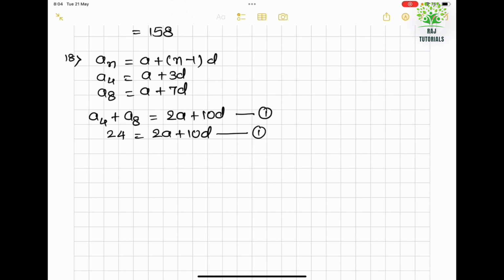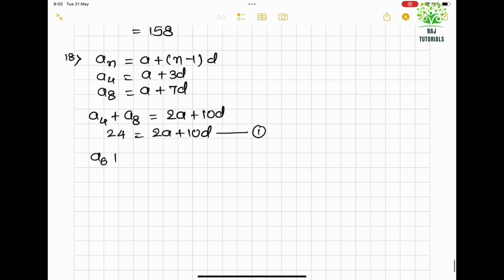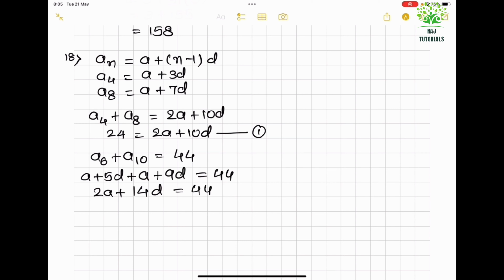This I am taking as equation one. Now the second one he has said A6 and A10. A6 plus A10 equal to 44. So using the formula directly I can say a plus 5d plus a plus 9d will be 44. So a plus a is 2a, 9 plus 5 is 14d, equal to 44. This is equation two.